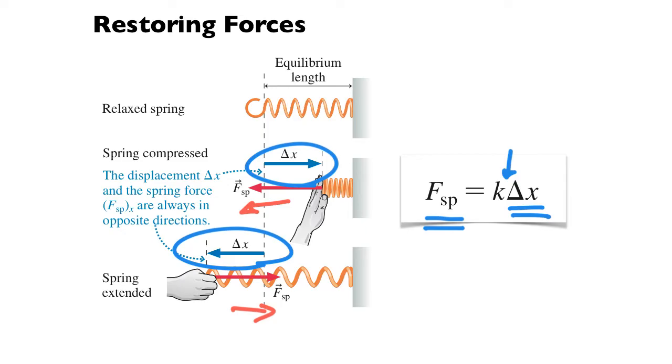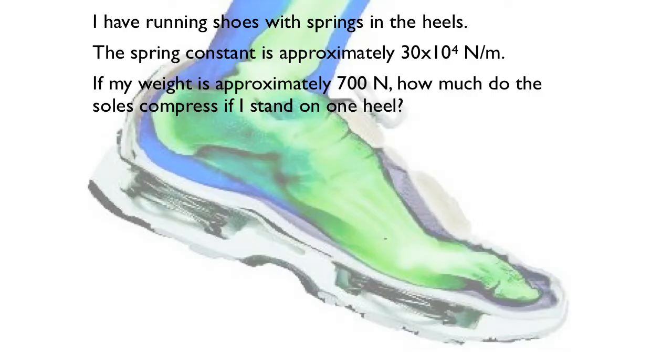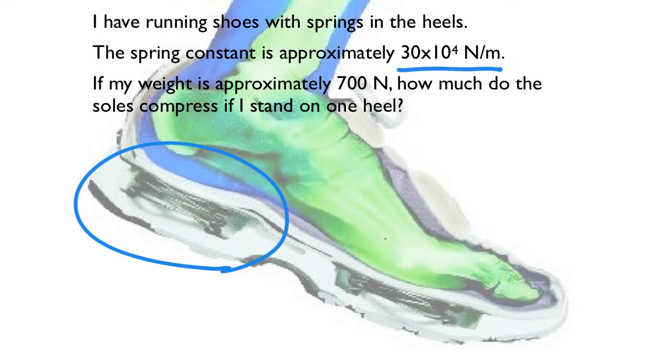Now let's take a look at a quick problem. I'm always looking for interesting things to ride and also interesting things to wear on my feet. I have this obsession with being able to hop like a kangaroo, and we'll talk about why when we get to Chapter 11. But I got these shoes, and the shoes had springs in the soles. I looked up information on the manufacturer's website and saw what the spring constant was, and it's 30 times 10 to the 4th newtons per meter. Question: if my weight is approximately 700 newtons, how much do the soles compress when I stand on one heel?